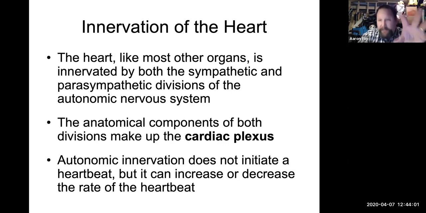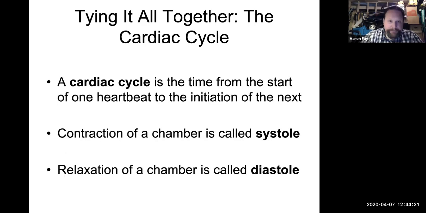So what's the big takeaway here? The autonomic nervous system does not generate the heartbeat, but it can help control the activity, speed it up, slow it down, increase cardiac output, decrease cardiac output, and that's just how much blood is actually ejected for each squeeze, controlled by the autonomic nervous system.